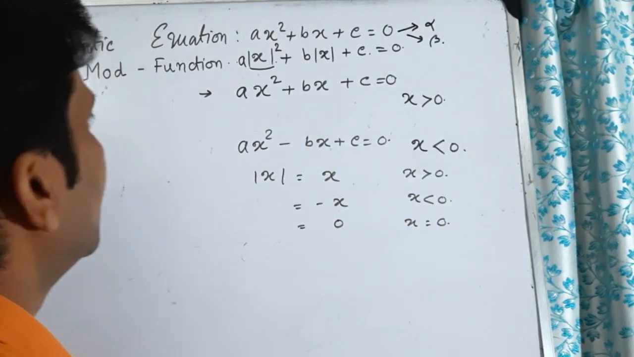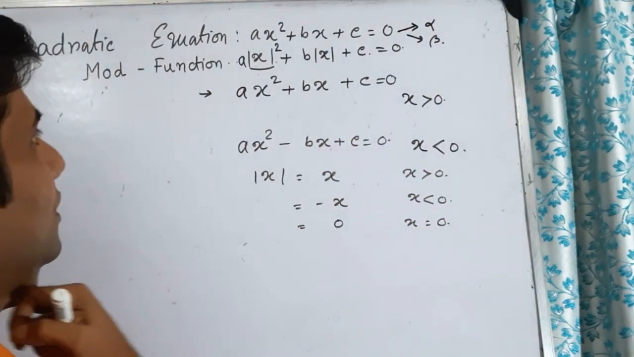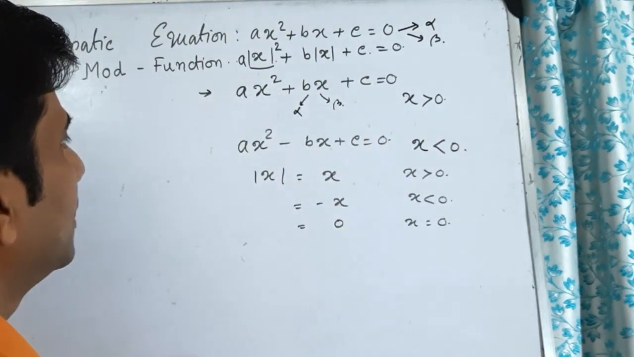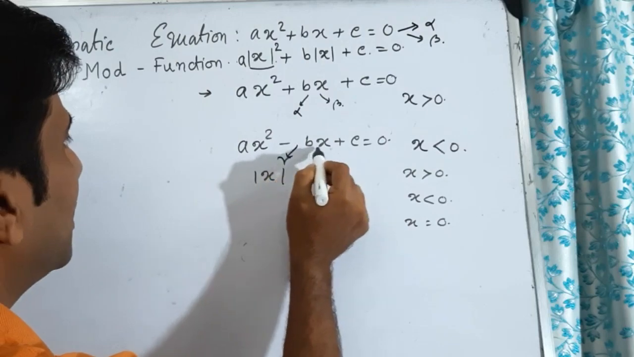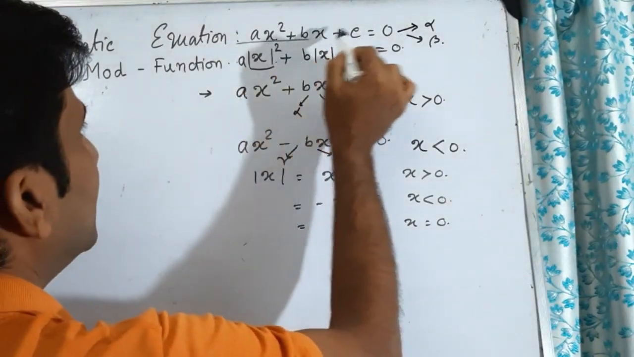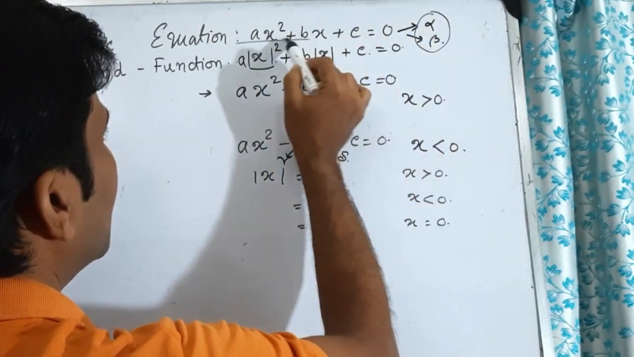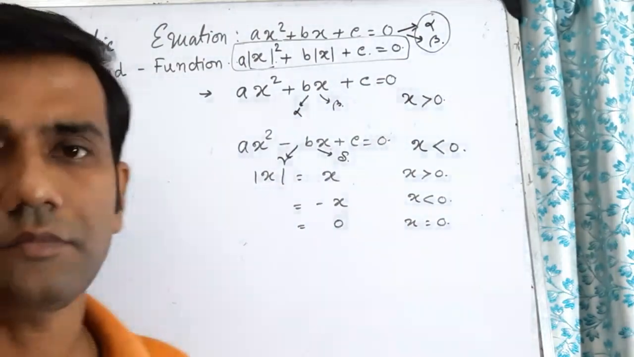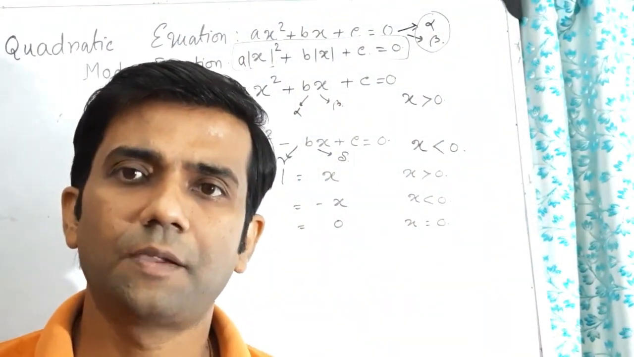So there can be four roots. These are alpha and beta, and these are gamma and delta. Usually a quadratic has two roots, alpha and beta, but this function may have four roots: alpha, beta, gamma, delta.